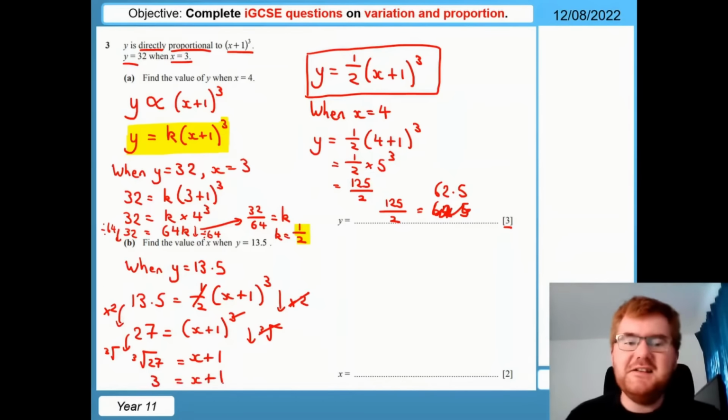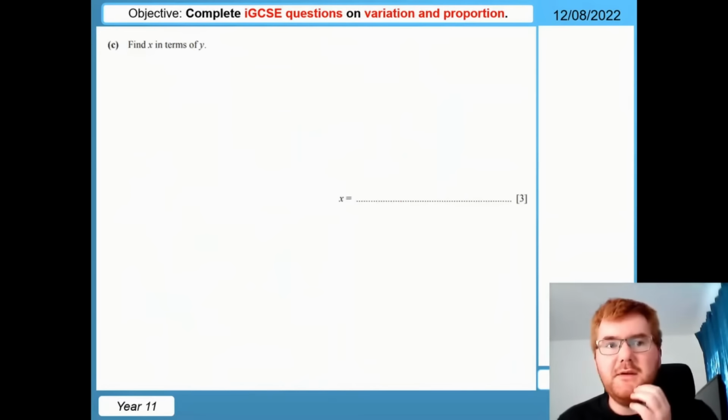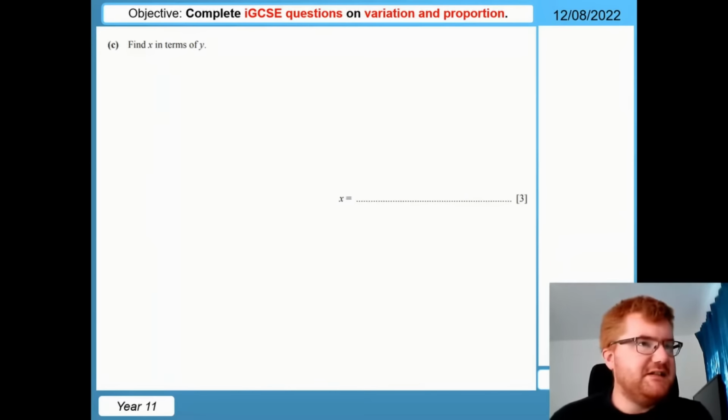But this is the paper 4 question, so we're not quite finished. We've still got to do a little bit of rearranging. What we now need to do is a skill that you see in other questions, particularly in my functions video that I went through. So you want to check that out, then please do look at the video above. We're going to do basically that process there. So we need to find x in terms of y.